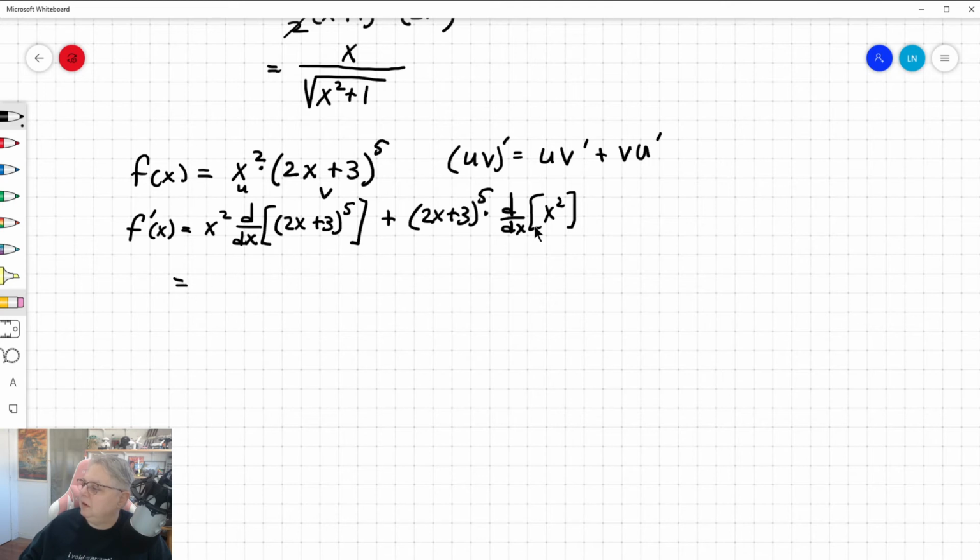So now I need to take these two derivatives. When I take this derivative, this is a general power rule, so this is a chain rule problem. I start with the power rule. I bring the power down, times the inside, power minus 1, so that's 4, times the derivative of the inside. So the derivative of 2x is 2, and the derivative of 3 is 0.